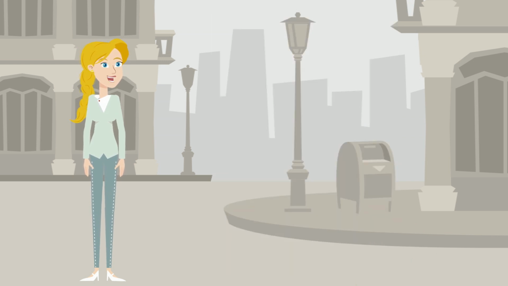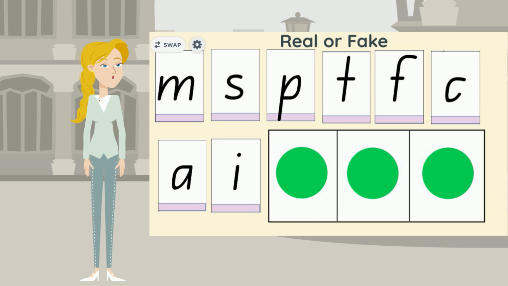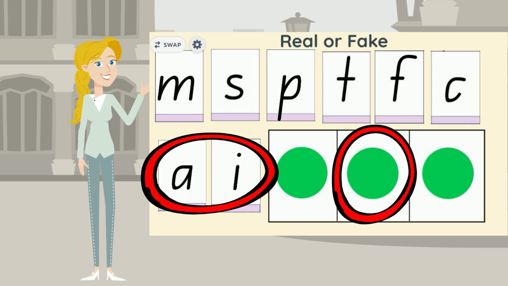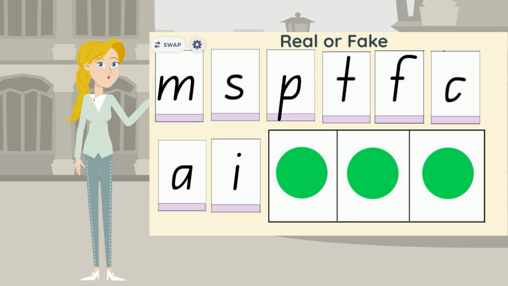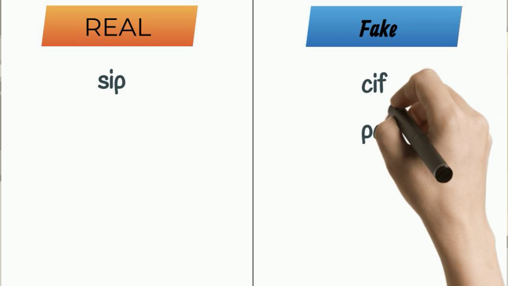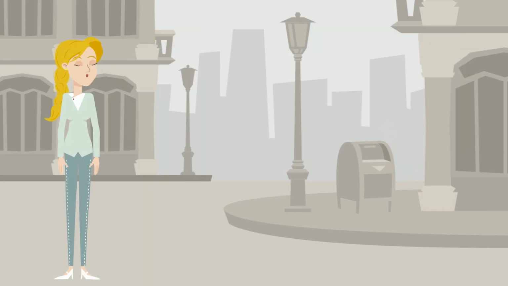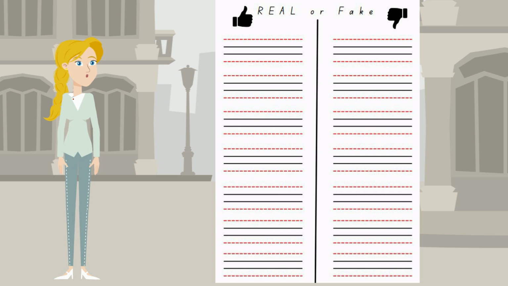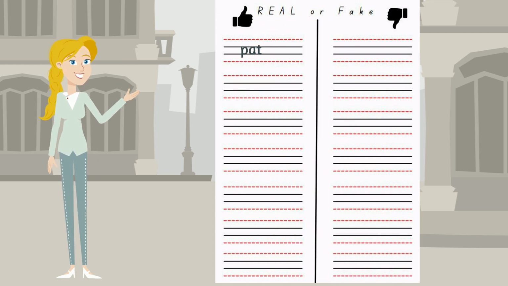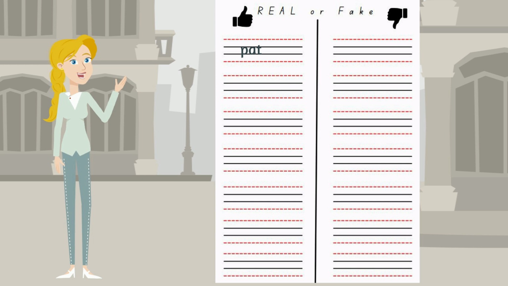When you have finished, it's time to play real or fake. Remember, use your vowels in the middle phoneme box and any other letters either side. Blend them to read the word and decide if it's a real word or a fake word. If it's real, write it in the real column, but if it's fake, write it in the fake column. You will need your sound boxes and your phoneme tiles and this page here to write down whether the words are real or fake. I hope you enjoy today's activities.